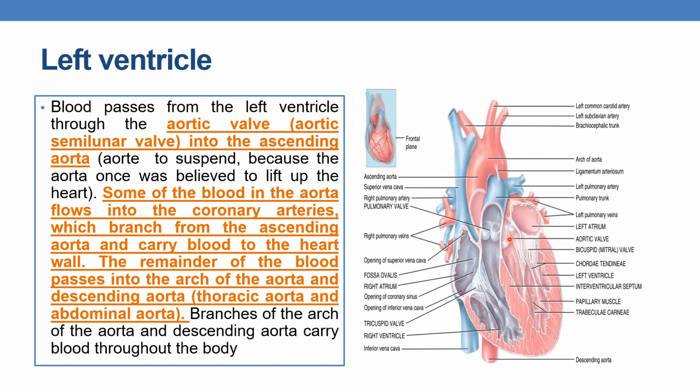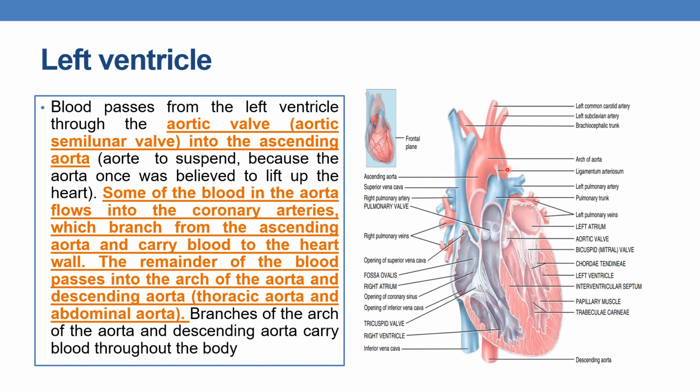And finally coming to the aortic valve. Through the aortic valve, the blood passes from the left ventricle into the ascending aorta. This is the ascending aorta and this is the aortic valve. And some of the blood in the aorta flows into coronary arteries, which branch from the ascending aorta and carry the blood to the heart. This ascending aorta is responsible for the coronary circulation. Some of the branches of ascending aorta carry the blood to the heart wall. And the remainder of the blood passes into the arch of aorta.